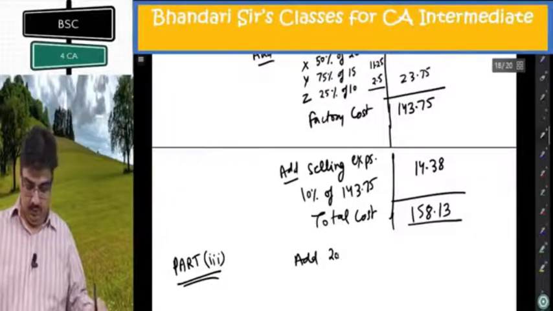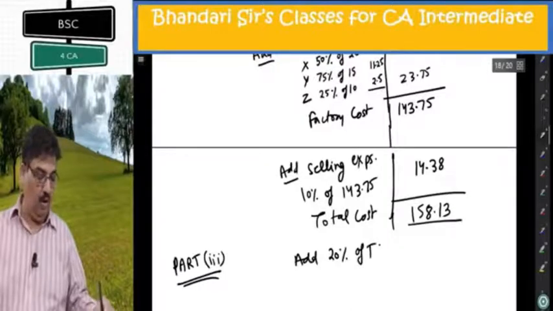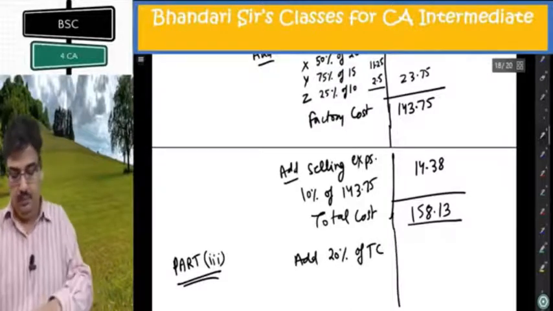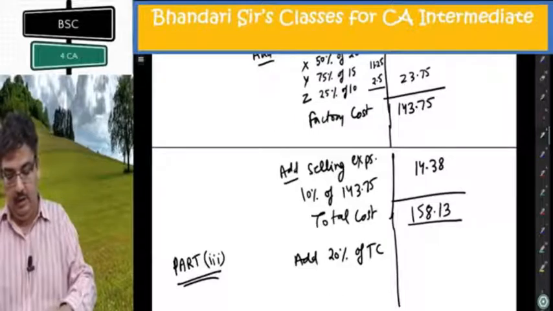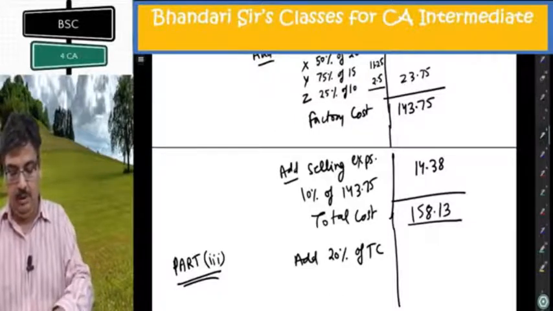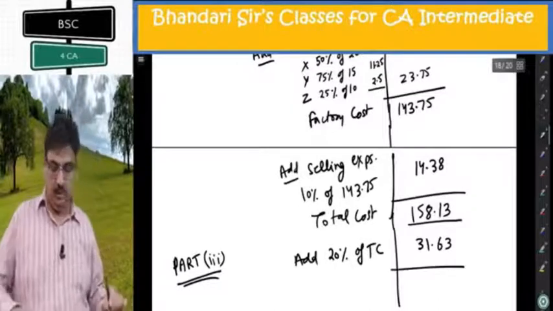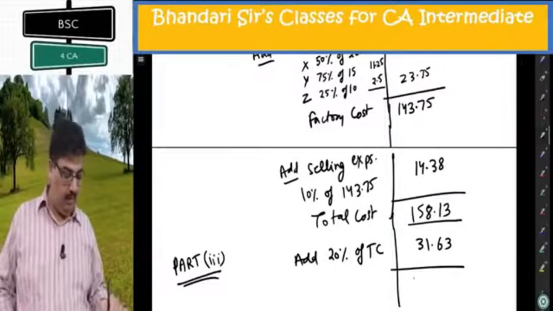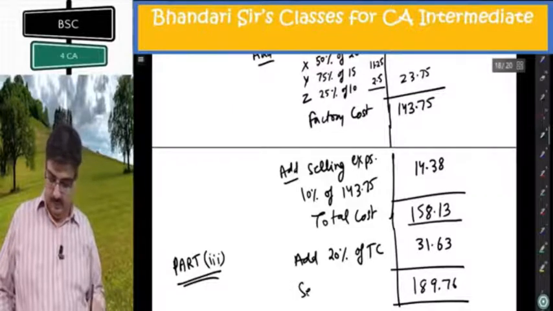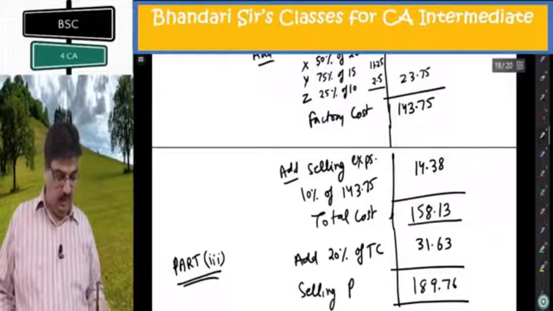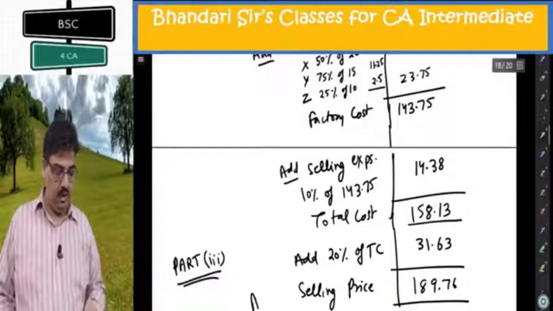Add 20% of total cost. 158.13 into 20%, 31.63 approximately. Once added, what I am getting is 189.76. Selling price of the job. This is the answer of part 3.